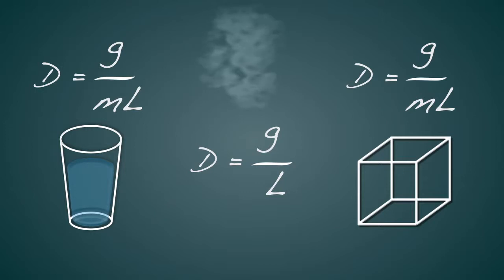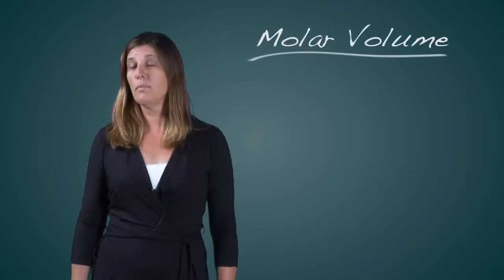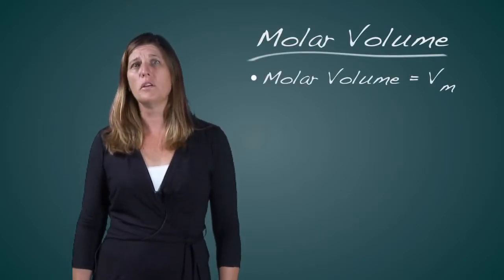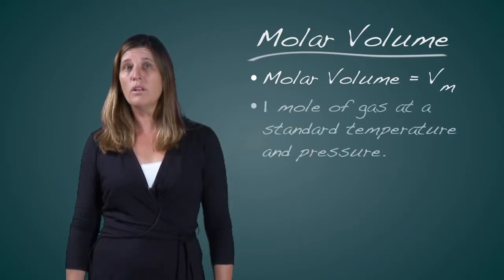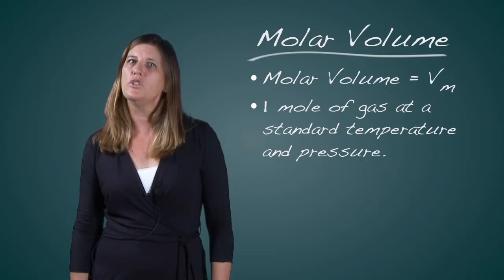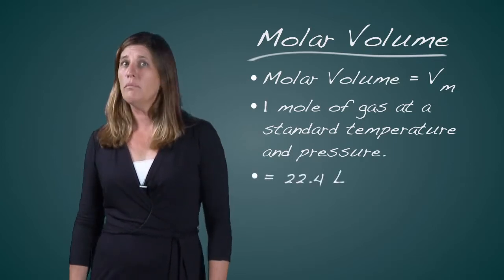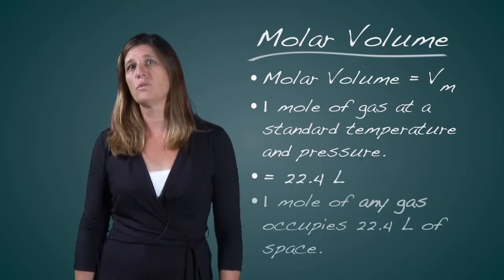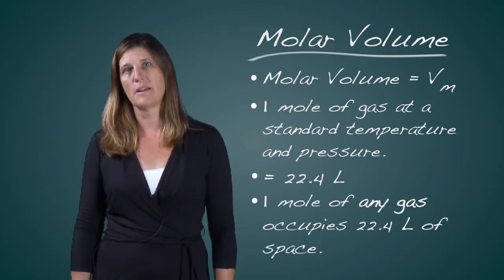Now, I want you to wrap your brain around this. We've been talking about the ideal gas law, and we've talked about molar volume. Remember molar volume? Molar volume is the volume of 1 mole of a gas at standard temperature and pressure. It's defined as 22.4 liters. So 1 mole of any gas occupies 22.4 liters of space.